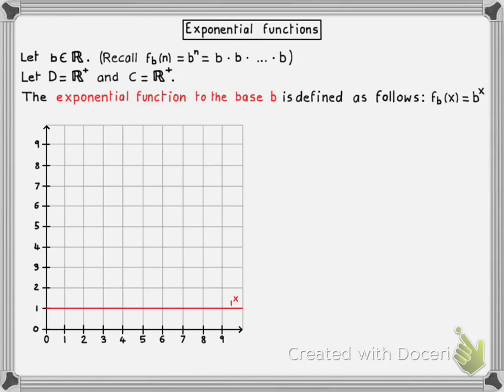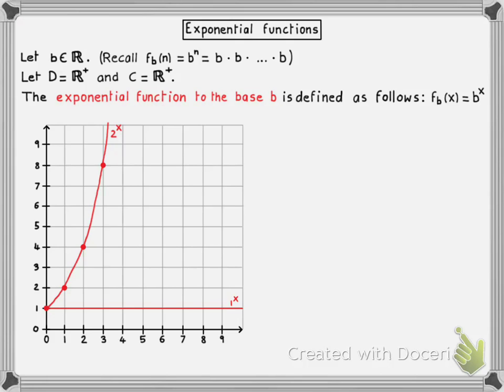So let's consider the base 2, and let's draw the graph of the function 2 to the power x. Well, 2 power 0 is 1, so the first point is here. 2 power 1 is 2, so here is the second point. 2 power 2 is 4. 2 power 3 is 8. And so let's connect those points, since the domain is the real numbers, not the integers. And here is the graph for the function 2 to the power x.